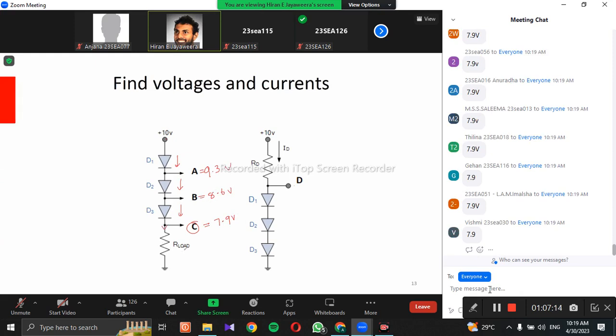If you want, you can calculate the current if you know the resistor value. Now, what can you say about the potential at this point for this circuit? It's 2.1, right? All three diodes are forward biased because we have 10 volts and 0 volts. All of them are forward biased. So you have 0 here, this potential should be 0.7, this potential should be 1.4, and this potential should be 2.1.